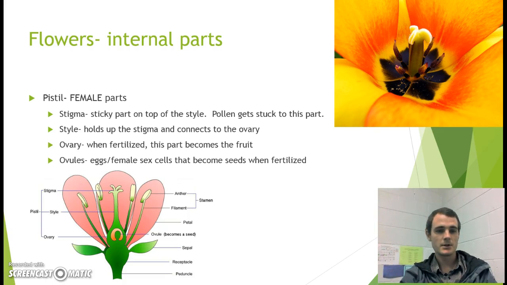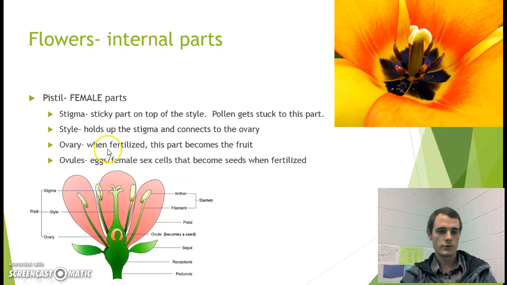The stigma, we call it the sticky stigma because it is sticky. It is at the top of the style. The reason that it is sticky is because you want the pollen grains to get stuck to the top of this. And when the pollen grains get stuck to the top of this, they're then going to travel through the style, and that style is what holds up the stigma, and it connects to the ovary. So it's a tube that connects from the stigma to the ovary.